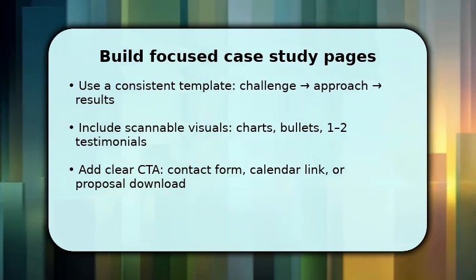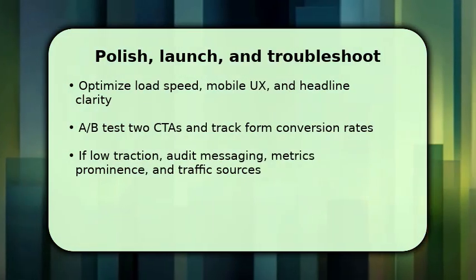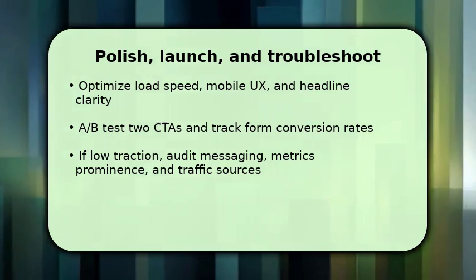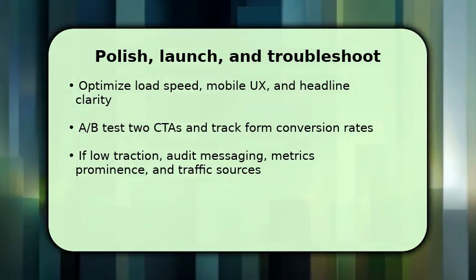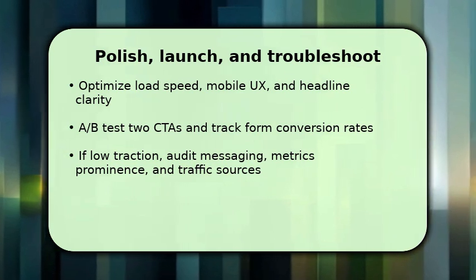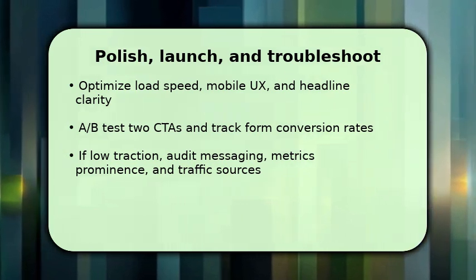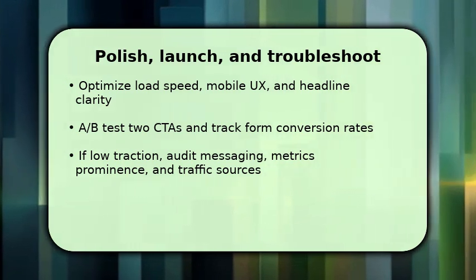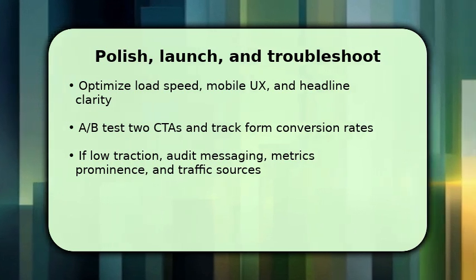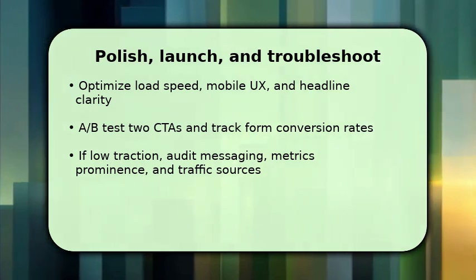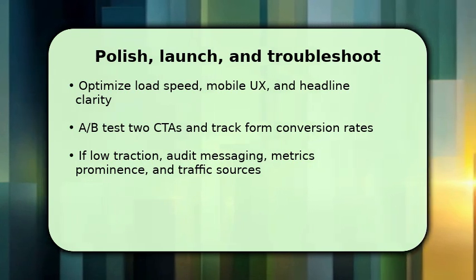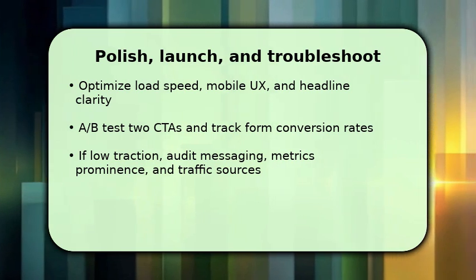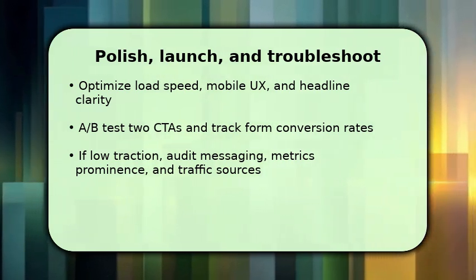Finish by polishing and launching. Compress images, verify mobile UX, and craft headlines that highlight outcomes. Then integrate analytics and A/B test 2 CTAs so you can measure what drives contact requests. Once launched, promote the portfolio via targeted emails and social posts to the right decision makers. If traction is low, audit messaging first, make metrics more prominent, tweak headlines, and reassess traffic sources. Often small changes to clarity or distribution unlock significant engagement and new leads.